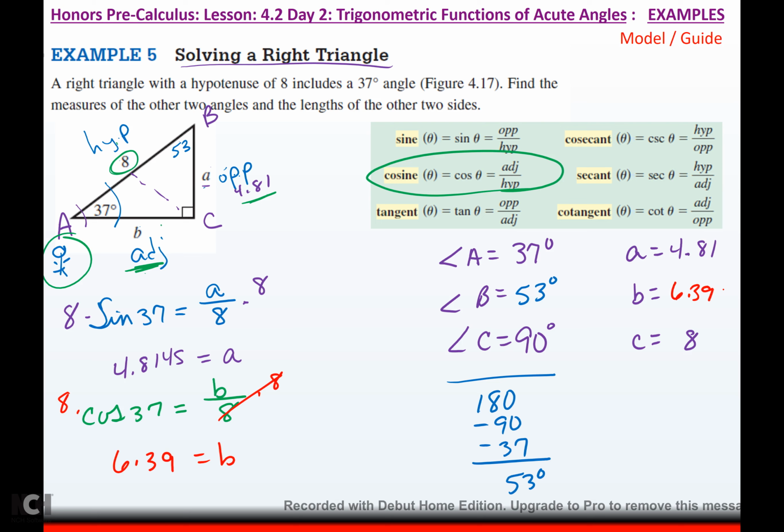So now that I know all 6 parts, I'm done. I've solved the right triangle.